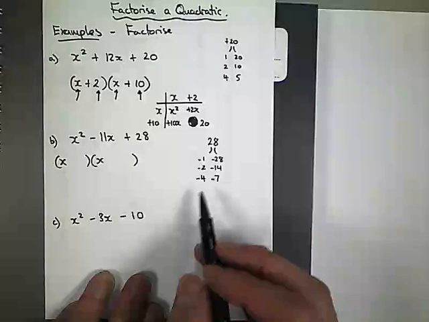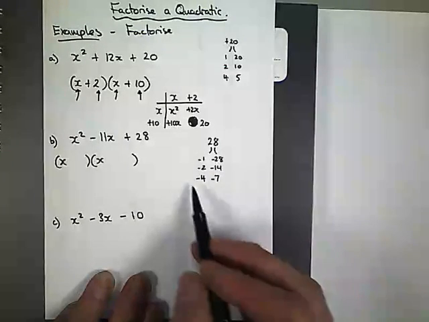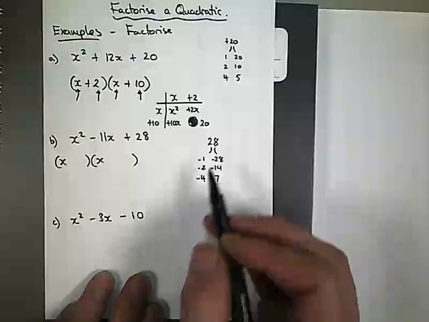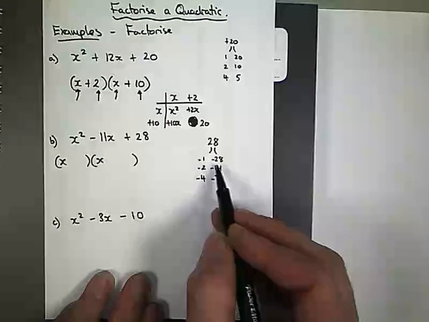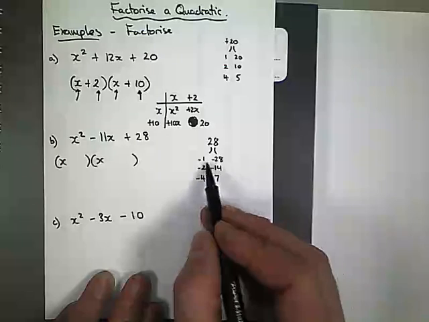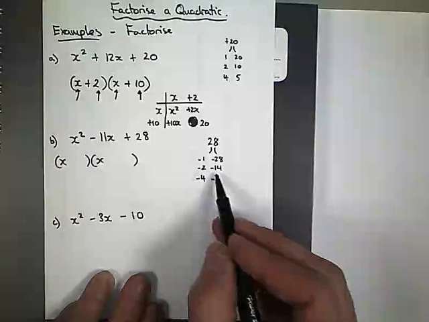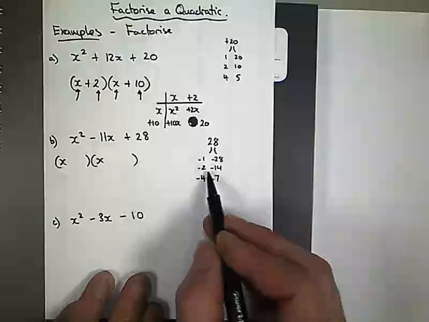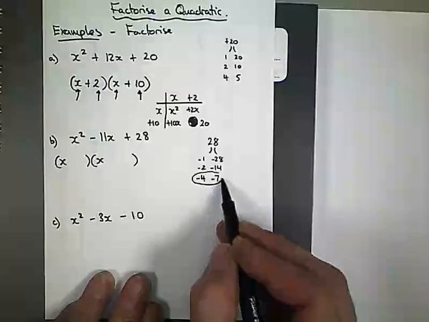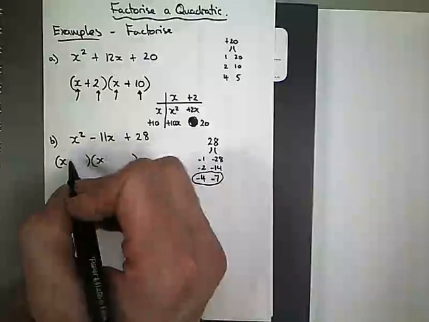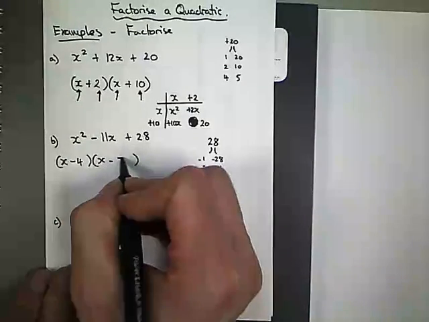Now, which of these pairs will combine to make minus 11? These two combine to make minus 29. These two combine to make minus 16, but these two combine to make minus 11. So we're going to have minus 4, minus 7.